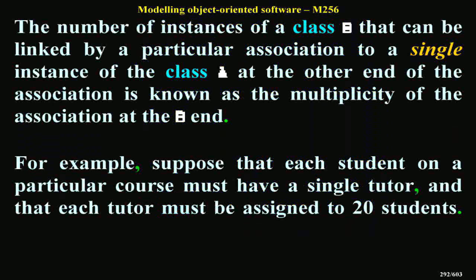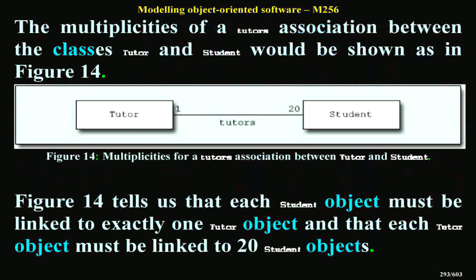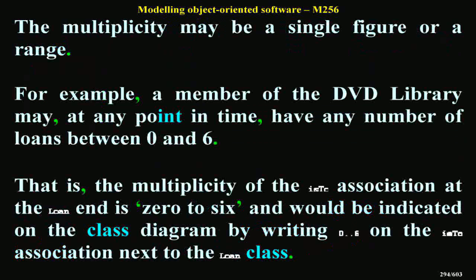For example, suppose that each student on a particular course must have a single tutor, and that each tutor must be assigned to 20 students. The multiplicities of association between the classes and would be shown as in Figure 14. Figure 14, multiplicities for association between and. Figure 14 tells us that each object must be linked to exactly one object and that each object must be linked to 20 objects. The multiplicity may be a single figure or a range.